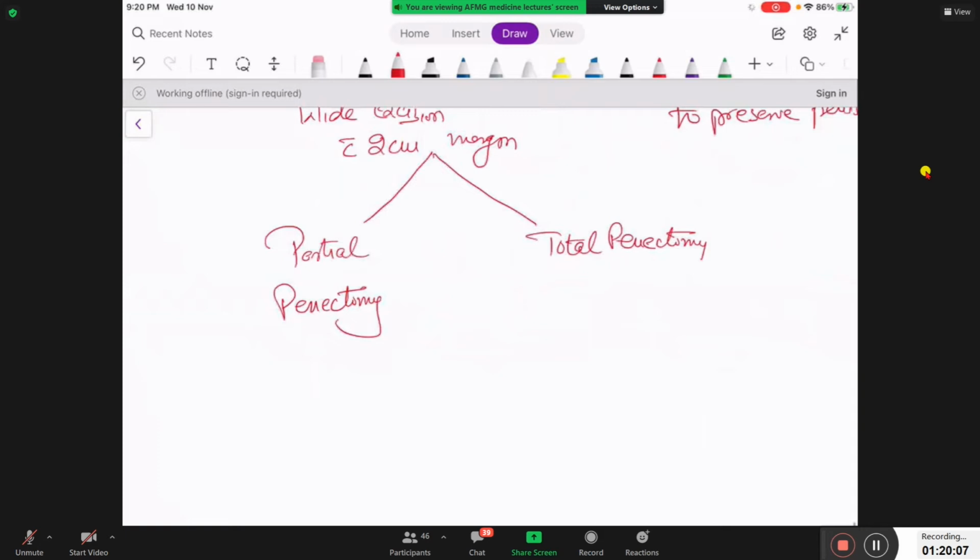Now, this understanding is important for you, which I am going to tell you. This, imagine, is the penis. And imagine there is an ulcer here, right? Now, to decide whether the patient should have a partial penectomy as a procedure or a total penectomy as a procedure, this is very important for us to understand.